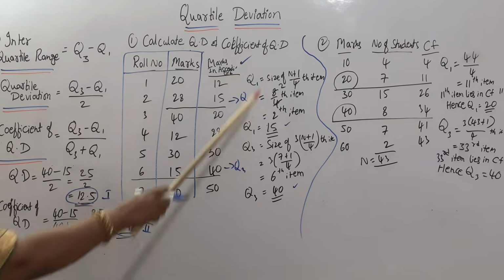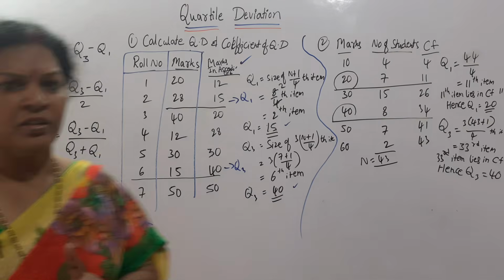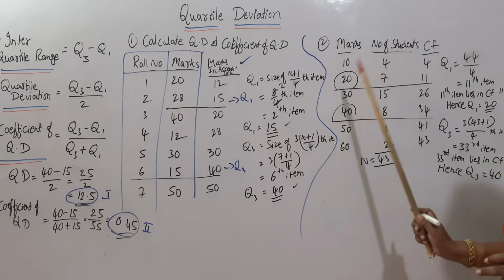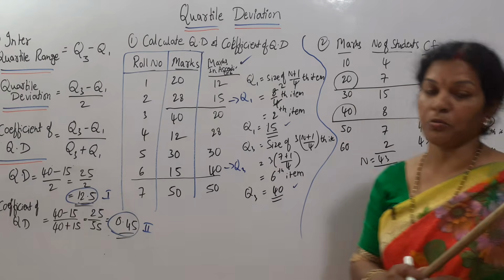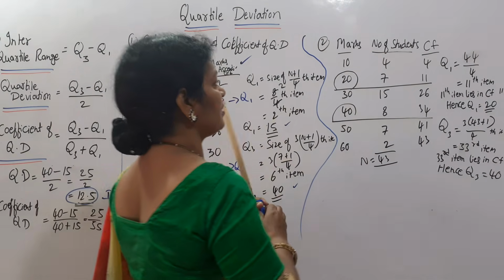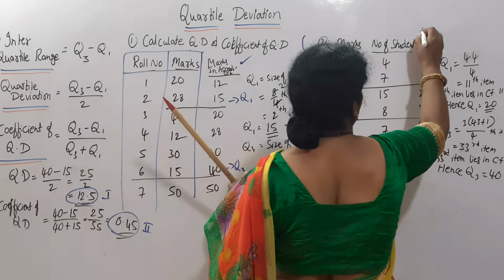Next, this is the individual series. You know the calculations, right? Individual series is over. Now, coming to the discrete series. Discrete series, what is given to us? Marks and number of students. Only this is the data given to us.